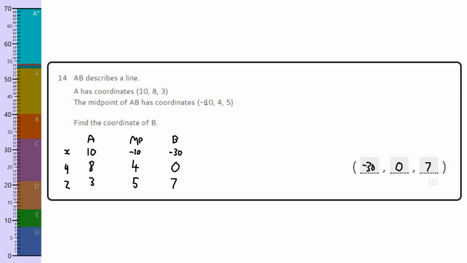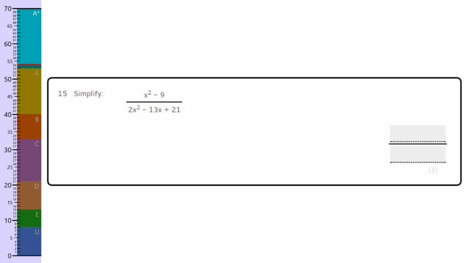Common mistake probably with this one is that students think that that's B, and they've got to work out the midpoint. Okay, so actually that is the midpoint. You've got to work out coordinates of B. Okay, let's move on. Question 15. Getting close, but not quite there yet. So if you'd like to pause the video now and have a go.